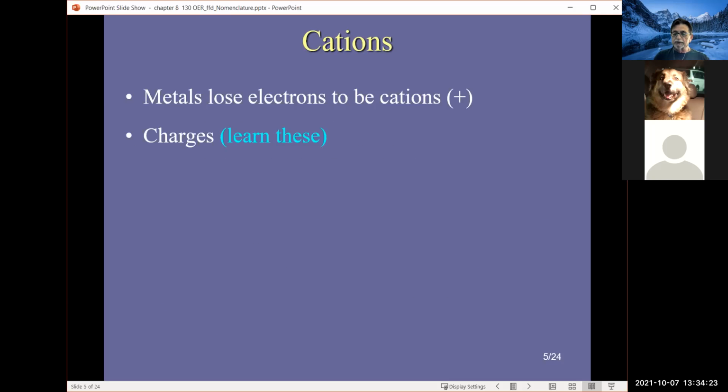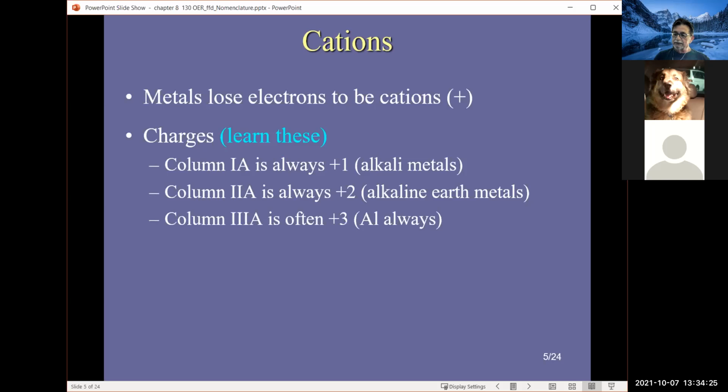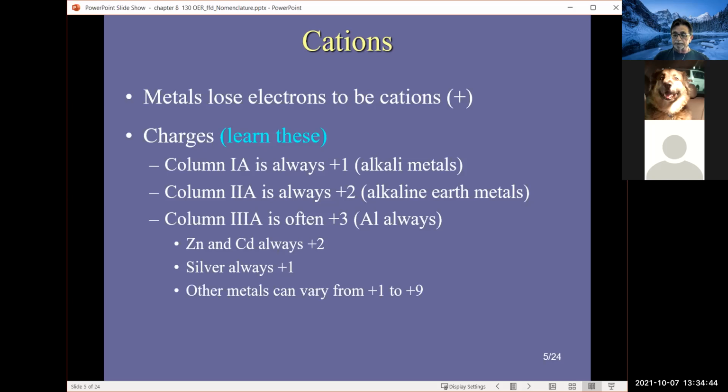We know metals lose electrons. Again, using the periodic table, everybody in group 1 and group 2, respectively, has a +1 and +2 oxidation number. Metals in group 3 have a +3 oxidation number. Zinc and cadmium are always a +2. Silver is always a +1. Aluminum is always a +3. All other metals can vary. Their oxidation number can vary from a +1 all the way to a +9.